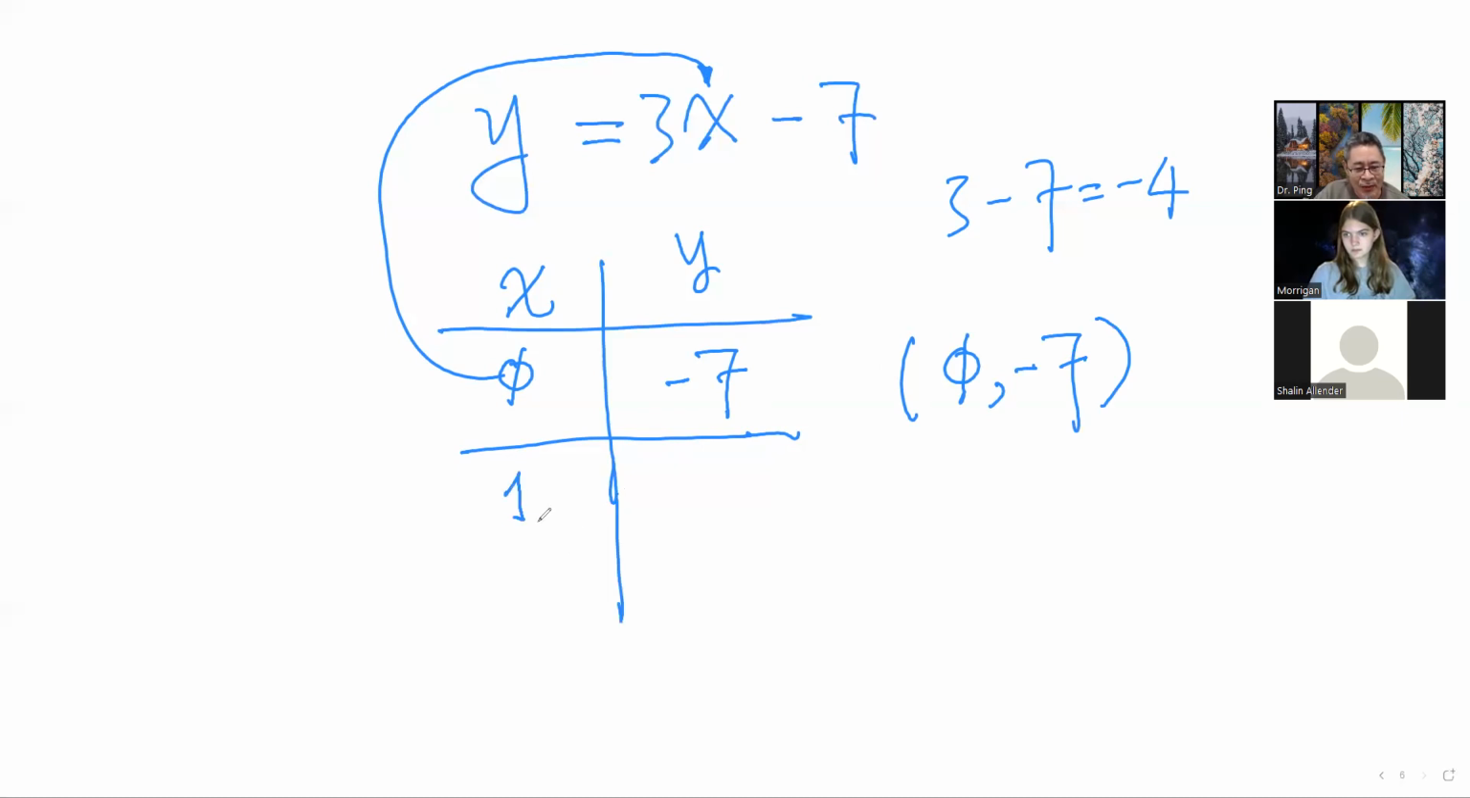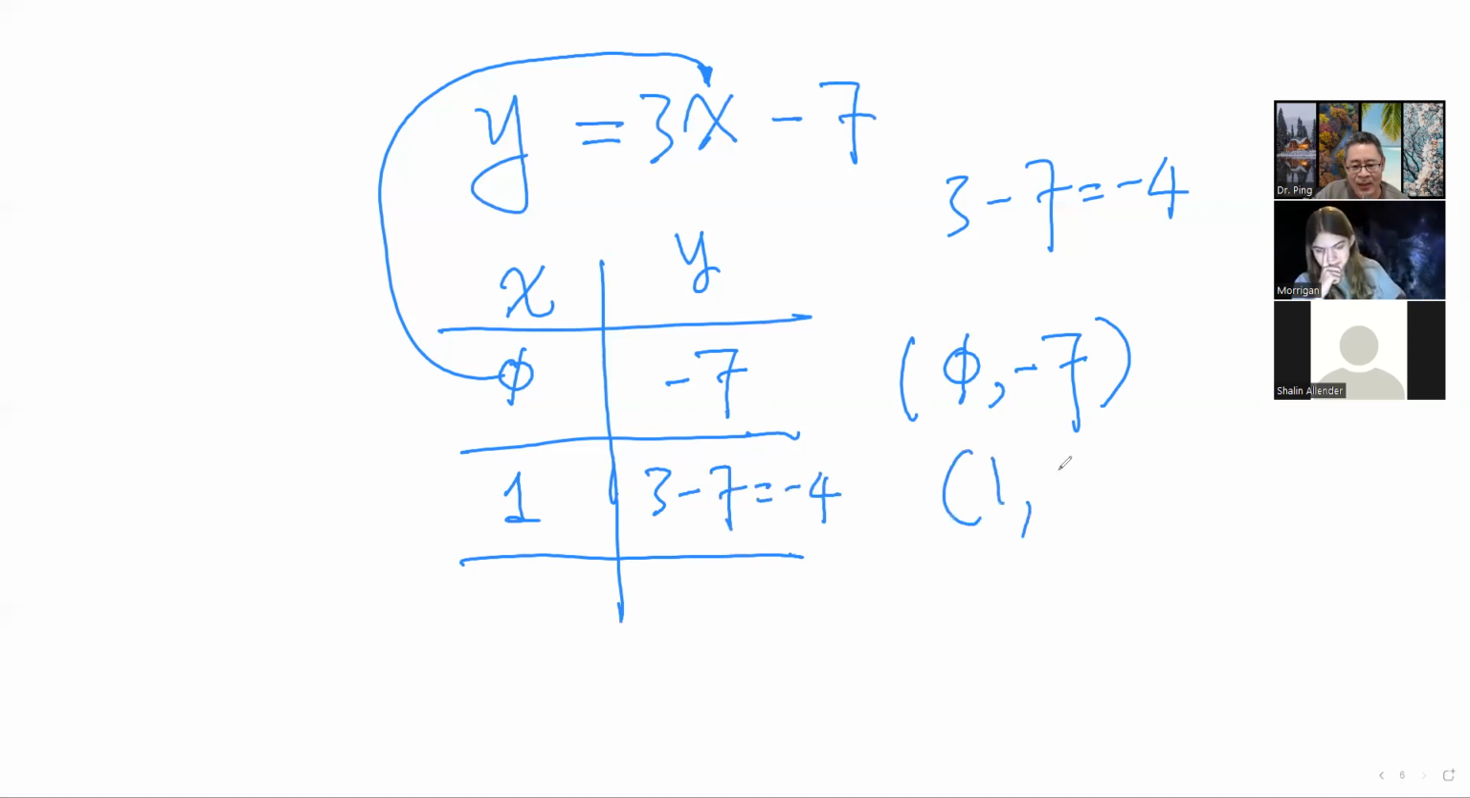Now, what happened to x equal to 1? We know that 3 minus 7 is -4. So we got 1, -4. Okay, so let's just practice some more, so you'll be very comfortable with it.